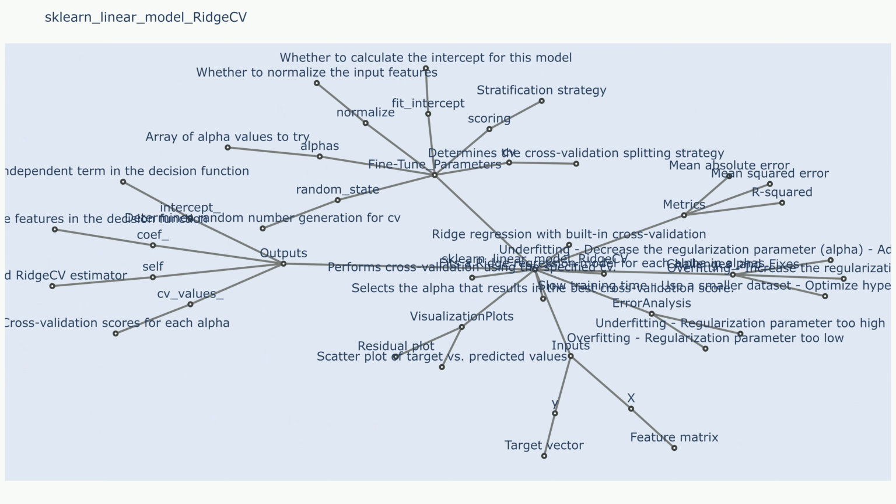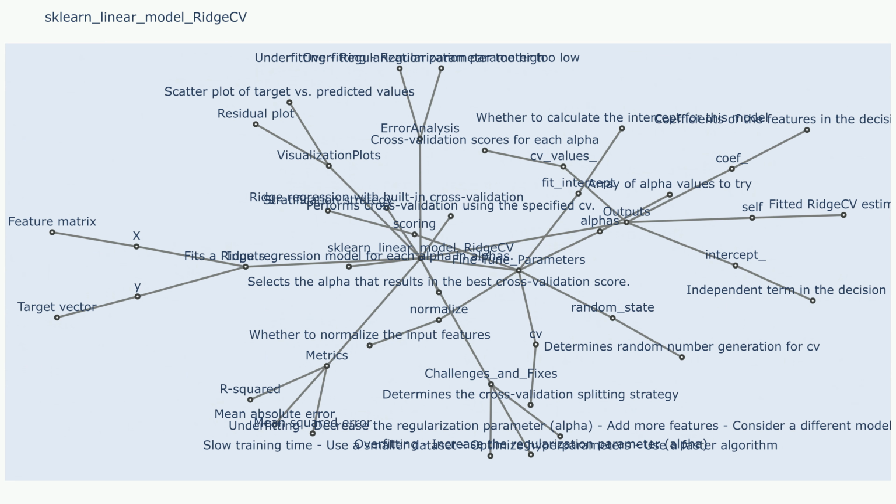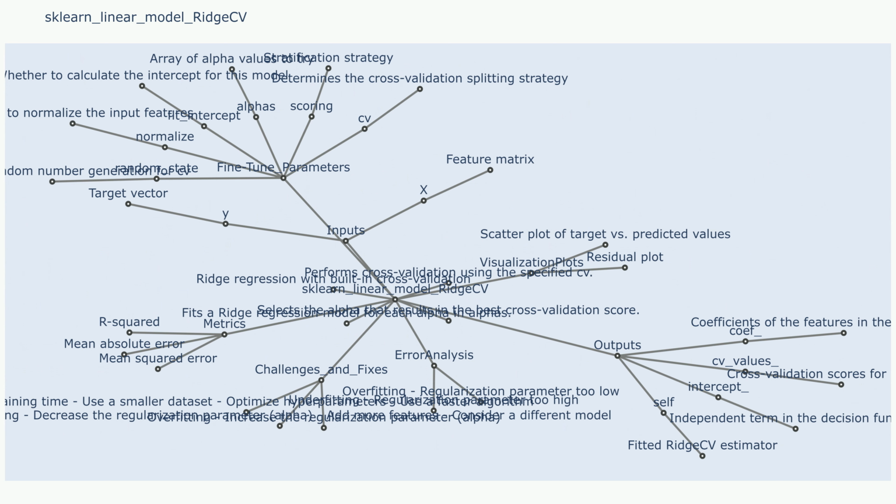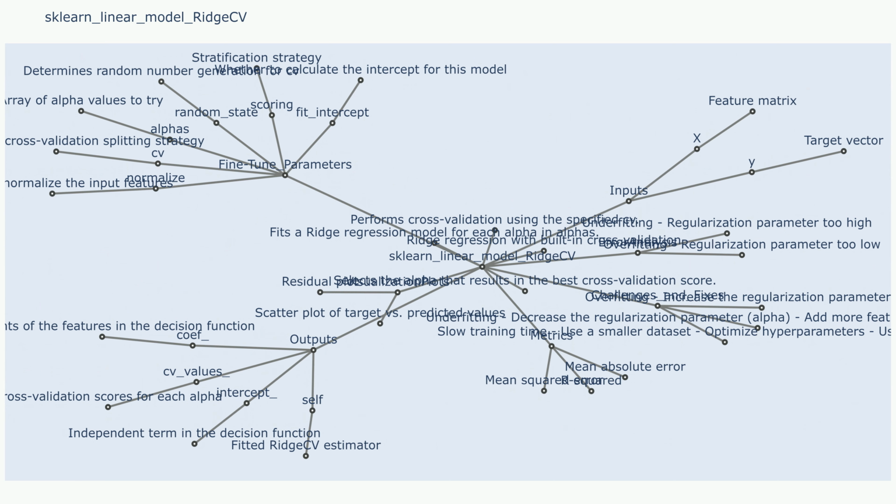Steps: cross-validation: the input data is split into multiple folds. For each alpha value in the alphas list, the model is trained on all folds except one, and the error is calculated on the held-out fold. Error calculation: the mean squared error or other specified scoring metric is calculated for each alpha value on the held-out folds. Optimal alpha selection: the alpha value that minimizes the average cross-validation error is chosen as the optimal alpha. Model fitting: the ridge model is finally fitted using the optimal alpha value on the entire dataset.